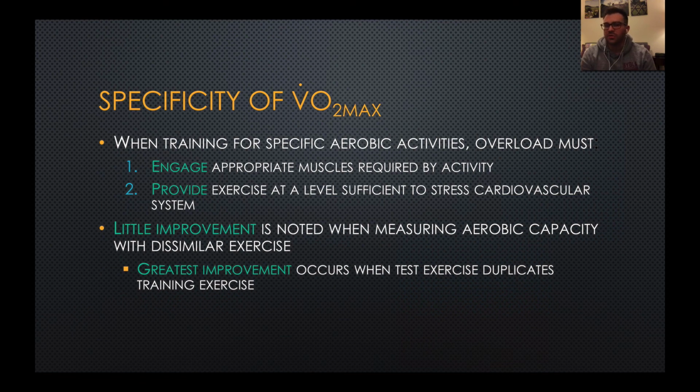When we think of training for the aerobic system, overload must do two things: engage appropriate muscles required for the activity and provide exercise at a sufficient level to stress the cardiovascular system. So if you want to improve your cardiovascular endurance, your VO2 max, let's say you want to improve it in running, you need to run. You need to work the muscles that are important for running. Swimming might help. Biking might help. Rowing might help. But there are muscles that are used during running that might not be engaged at the same amount in other types of activity. So we need to make sure that we use the appropriate muscles required for the activity.